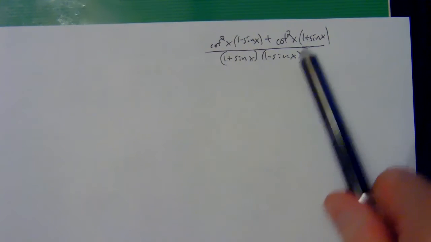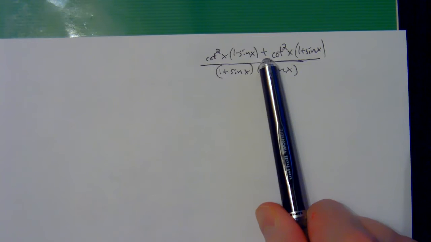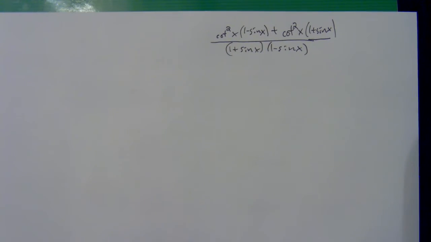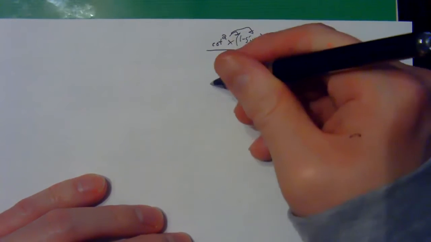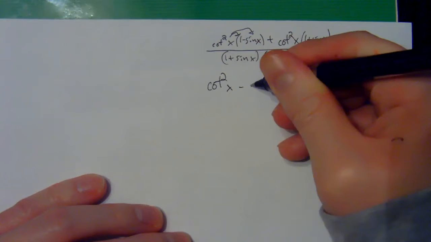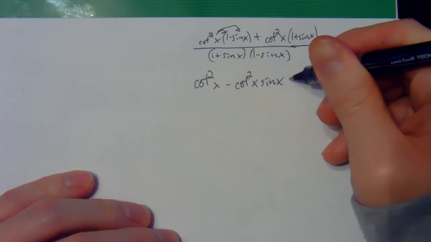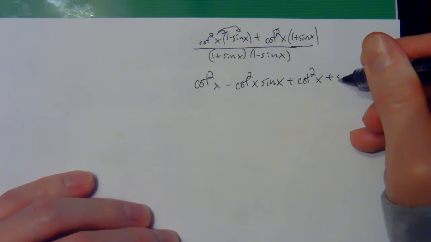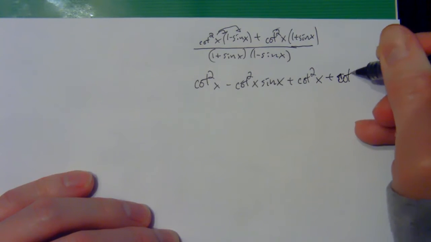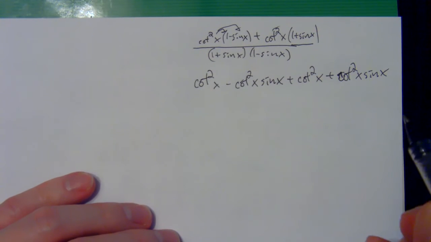You can't start crossing stuff out. One, you're going to go in one big circle, and two, you got that plus sign right there where you're not allowed to do legal canceling like that. So all I'm going to do, I'm going to distribute and clear out the parentheses. So I'm going to take this cotangent squared and distribute that. So I get cotangent squared times sine of x. And then we got cotangent times 1. And then a cotangent squared times sine of x. So we got cotangent squared times sine of x. So you're just going to distribute, clear out your parentheses.